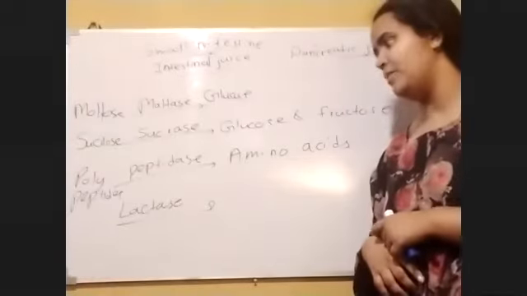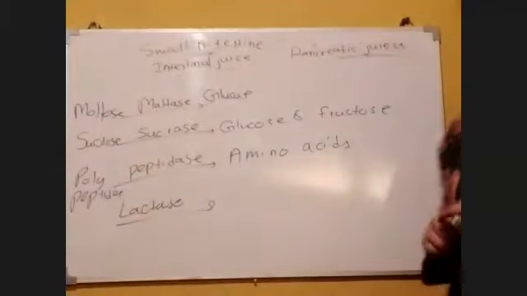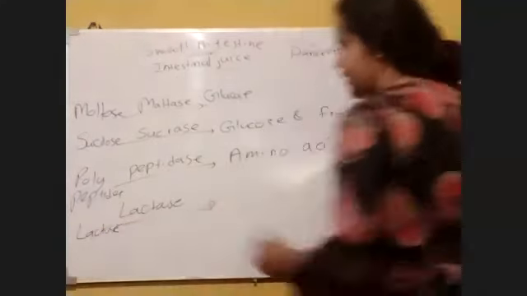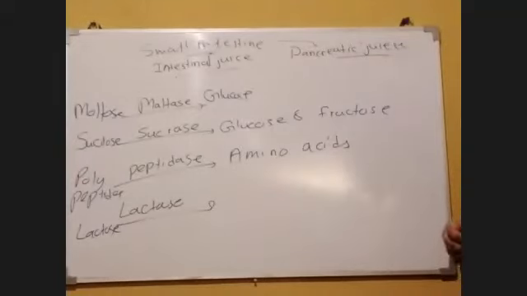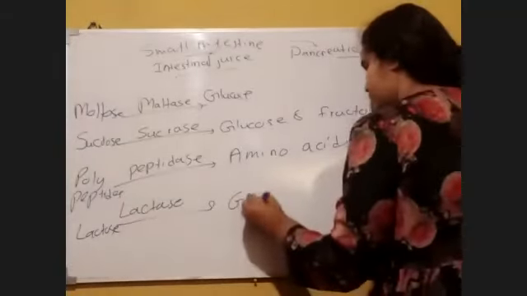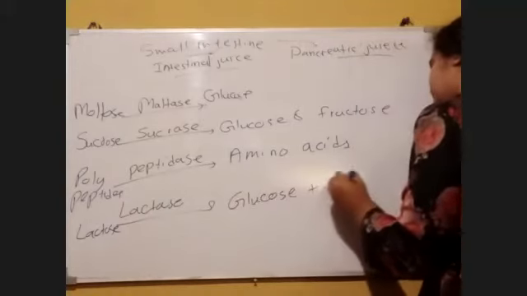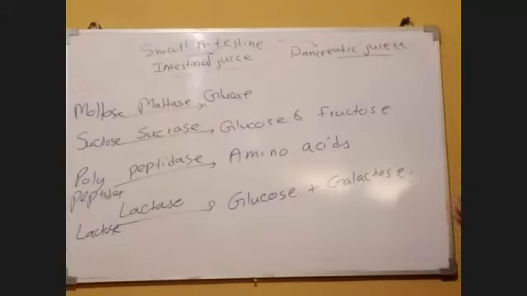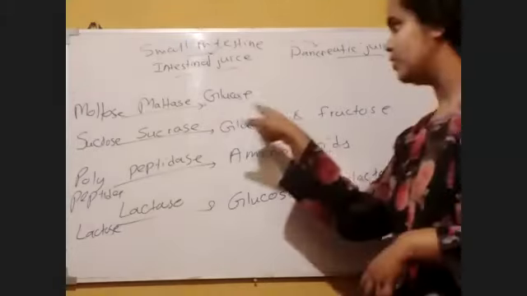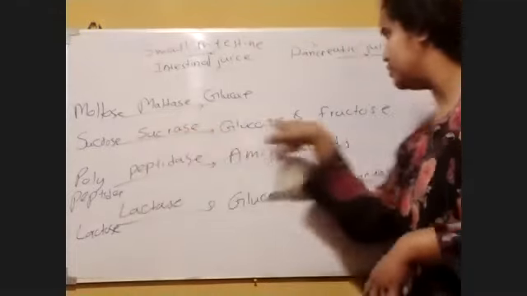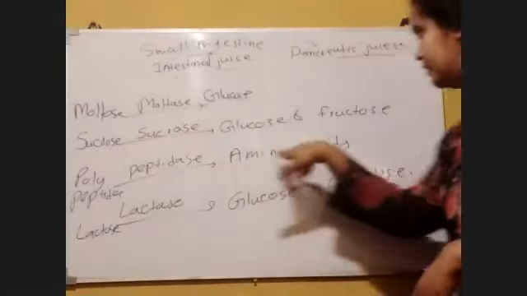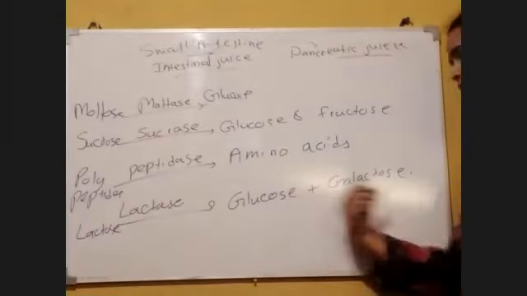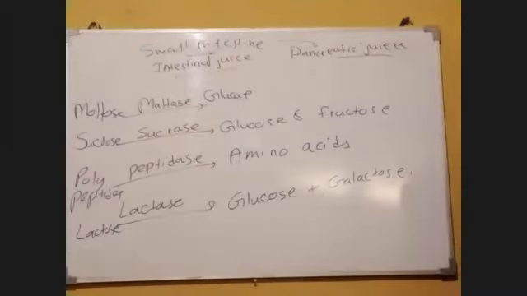Here, what does lactase do? It is going to convert lactose into glucose plus galactose. Please write this down. Maltose into glucose by maltase, and sucrose into glucose plus fructose. Polypeptides are converted into amino acids by peptidase, and lactose is converted into glucose plus galactose by lactase.